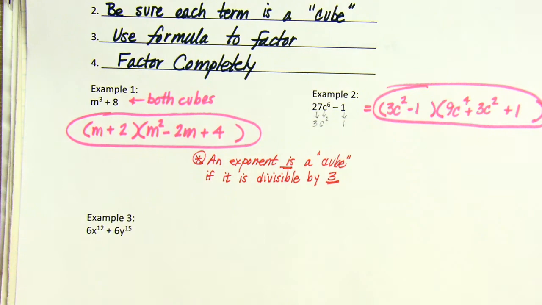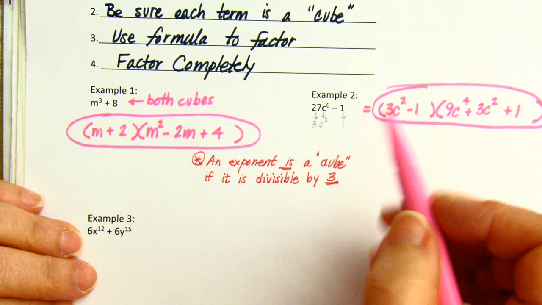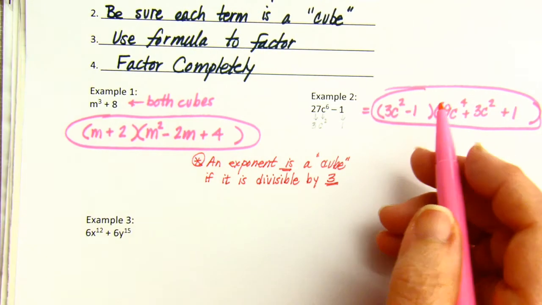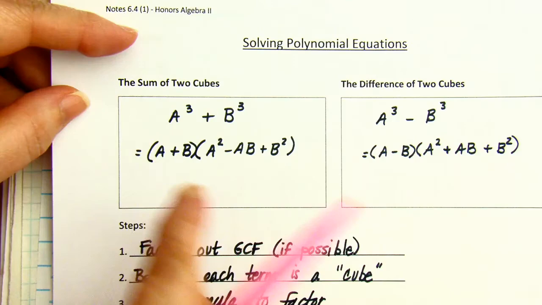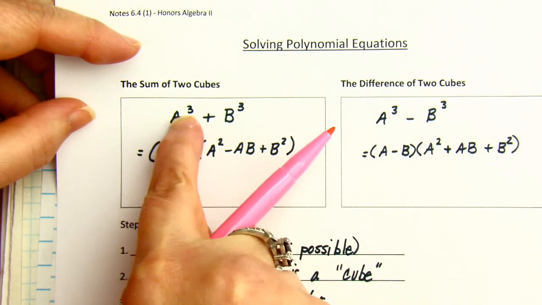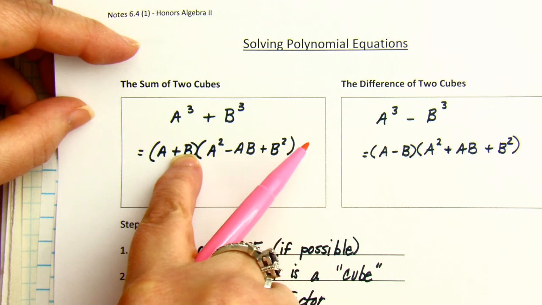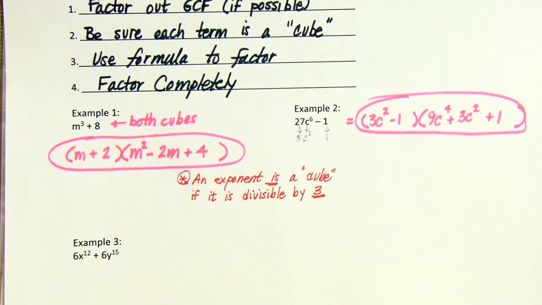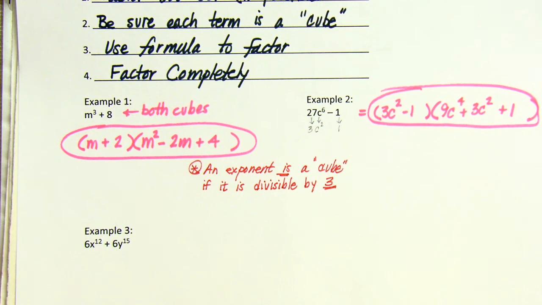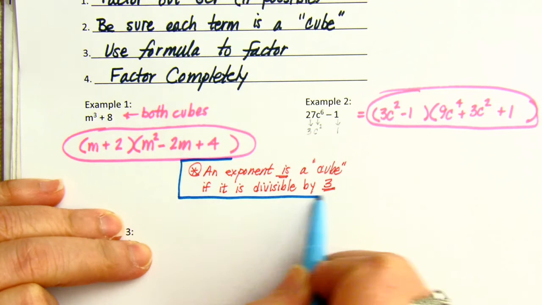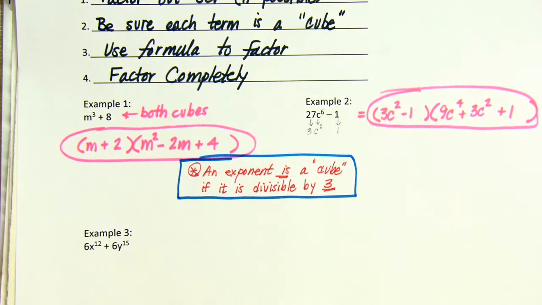So you're going to have to go back and learn how to work with these formulas again and learn how to find the first and second value, that A and that B. When I say A and B, I'm talking about these guys, right? How do you get an A cubed to be an A? You take the cube root. How do you get a B cubed to be a B? You take the cube root. We do the same thing here. And what's more is you have to remember that any exponent is a cube if it's divisible by 3. Okay, so why don't you pause the video and try example 3.